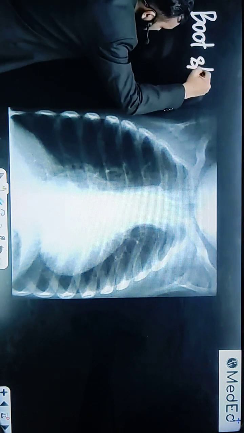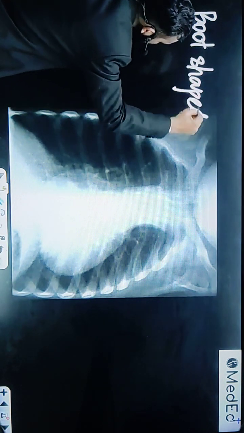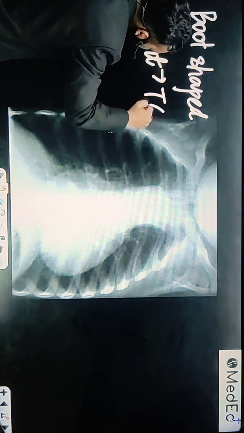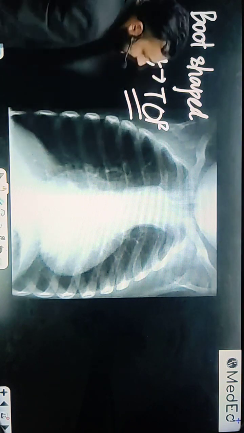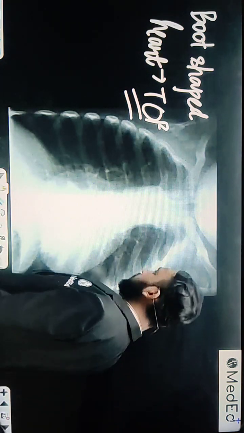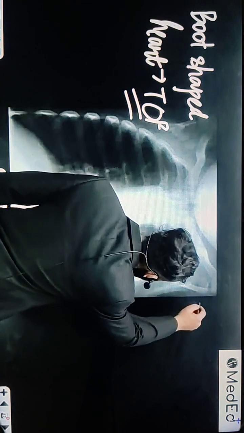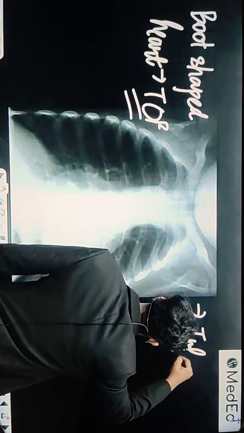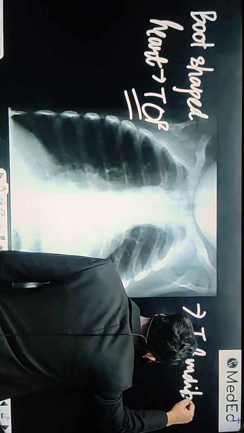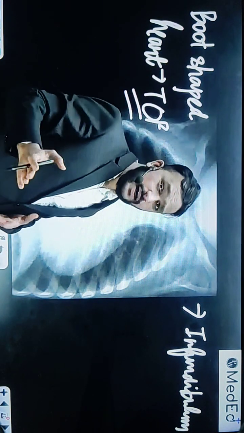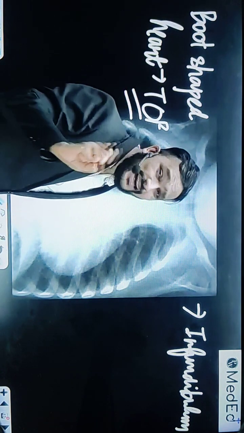You see a boot-shaped heart. So a boot-shaped heart, guys, is seen in patients with tetralogy of Fallot. And what are the four features that you are going to see in these patients? You will see infundibular stenosis. Infundibular means the right ventricular outflow tract from where your pulmonary artery is coming. So the tract of origin of the pulmonary artery will be stenosed.